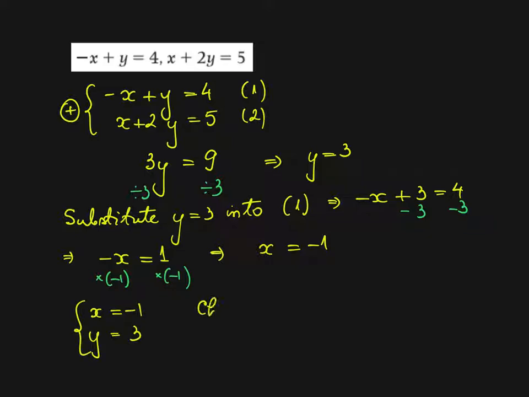I will check my solution. Replace into the first, minus x. If x is negative 1, minus x is 1. Minus x plus y equals 4. Correct. x plus 2y equals 5. Correct.